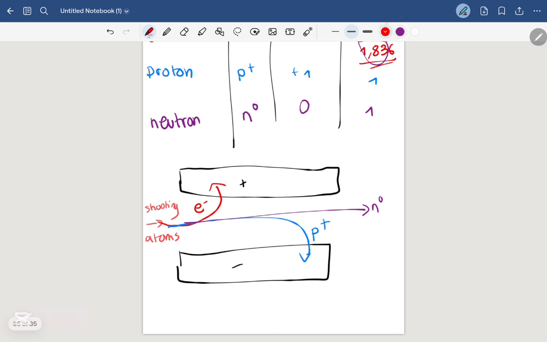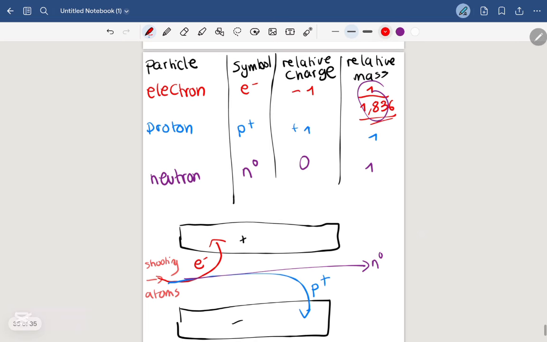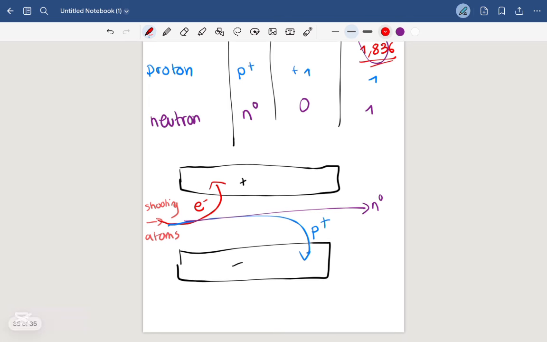Now, why exactly is this? First of all, we'll go back to electrons. We know that electrons are the lightest particle. They have the smallest relative mass. So because of this, they are gonna deviate the most. Another thing we noticed is that this is the positive charge and electrons are negatively charged. So positive and negative attract each other, whereas negative and negative repel each other.